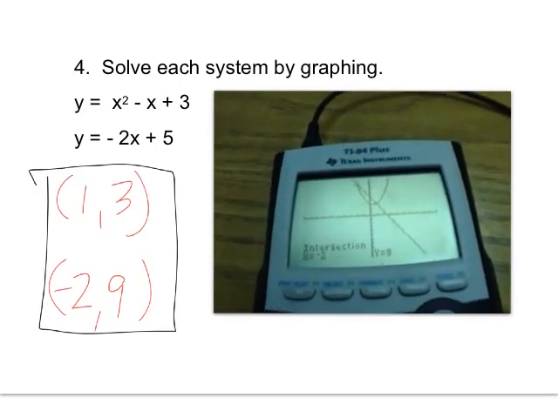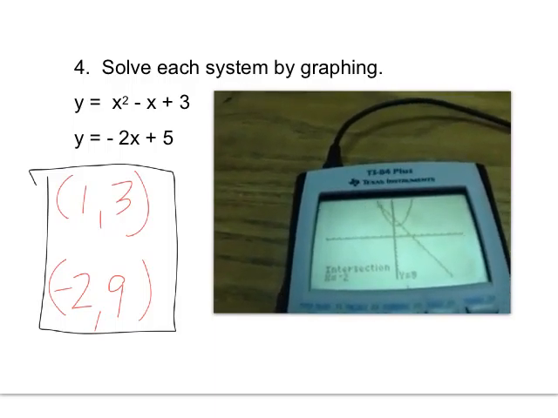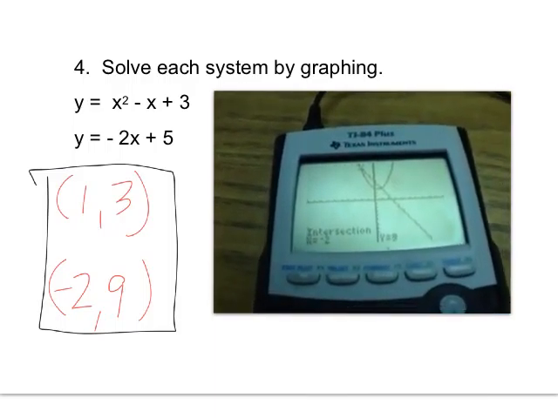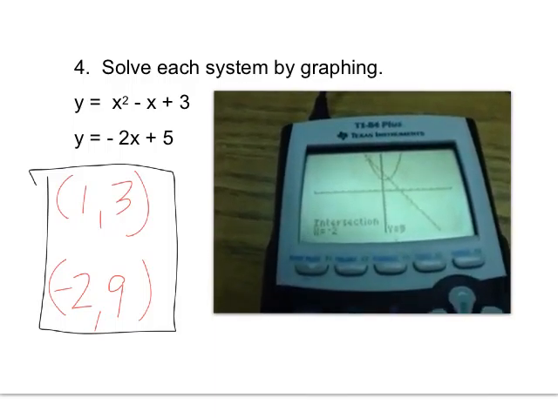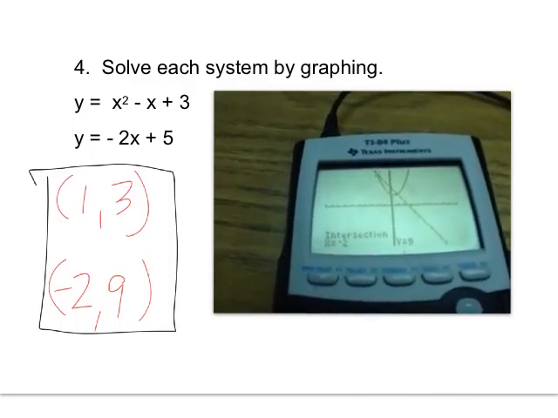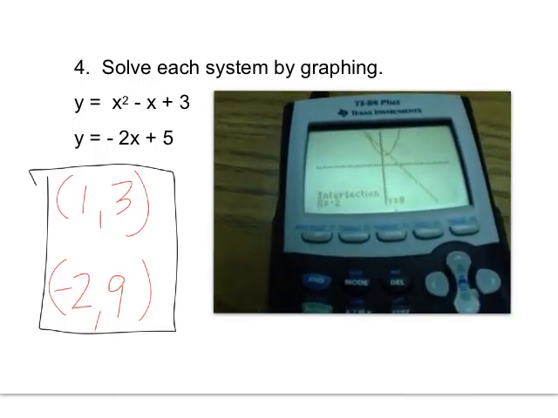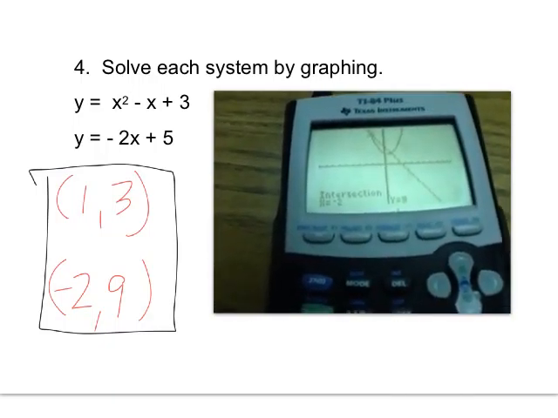Do you think that we always have to have two solutions when we're graphing a parabola and a line? What do you think? Do we always have to have two solutions or two intersections? Okay, we're going to keep going and we're going to see what happens.